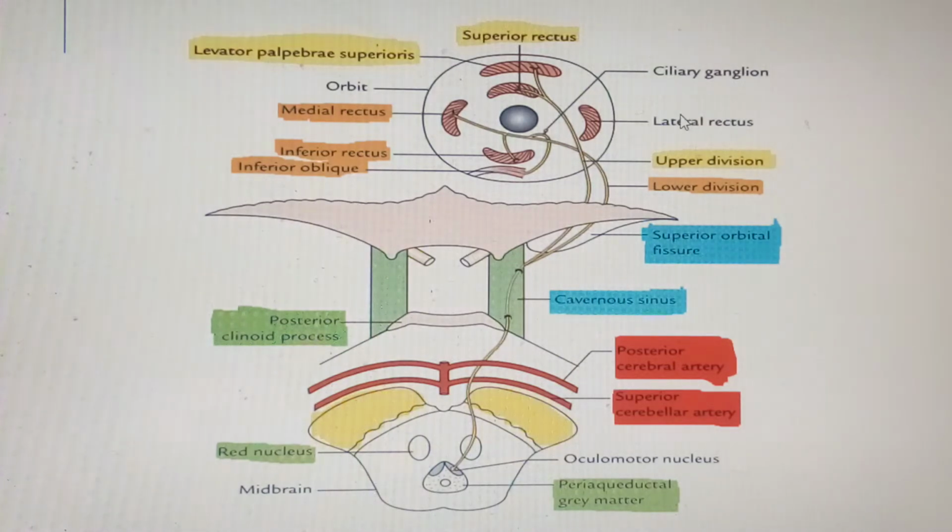And of course, superior oblique is rather supplied by, of course, the trochlear nerve, the fourth cranial nerve. We'll look at that one later. So right now, what we want you to know is that the upper division supplies the superior rectus as well as levator palpebrae superioris, then the lower division of the oculomotor nerve will be supplying, of course, medial rectus, inferior rectus, and of course, the inferior oblique muscle. And lateral rectus and superior oblique are out of the picture because they will be supplied by, of course, the sixth and the fourth cranial nerves respectively.